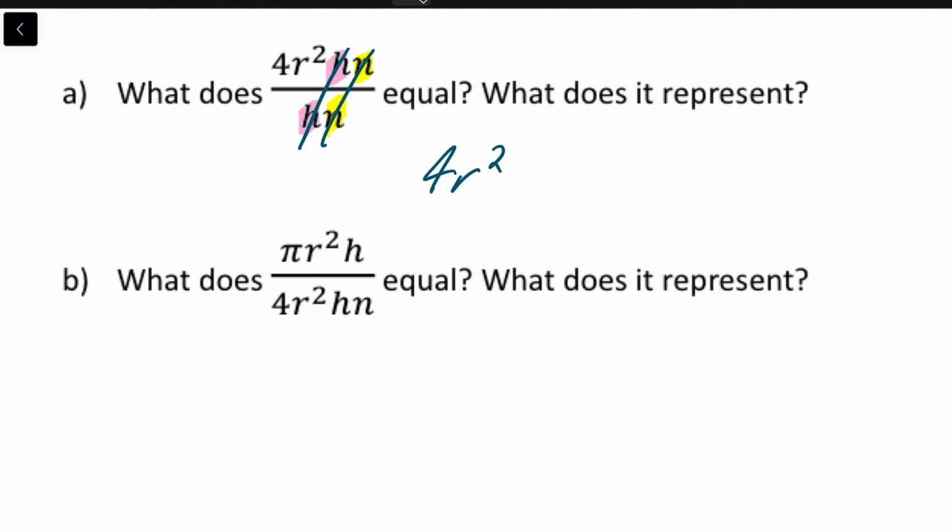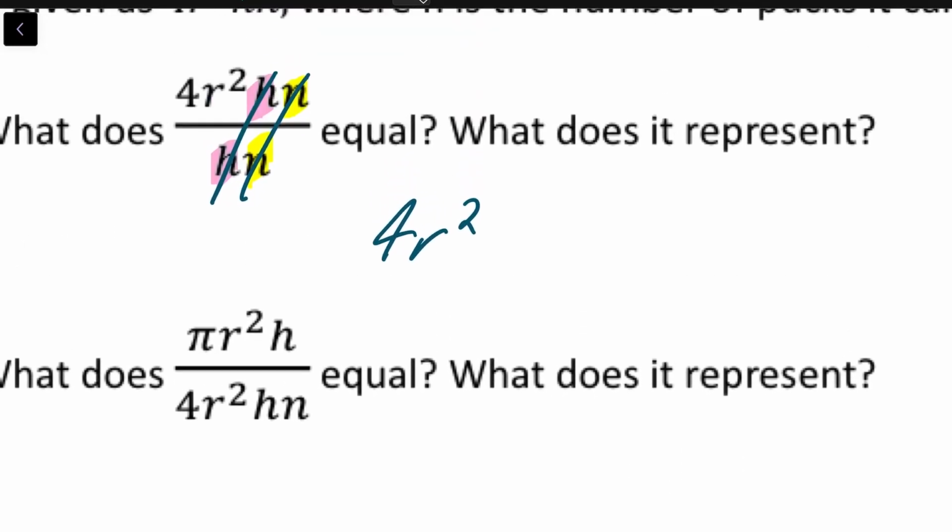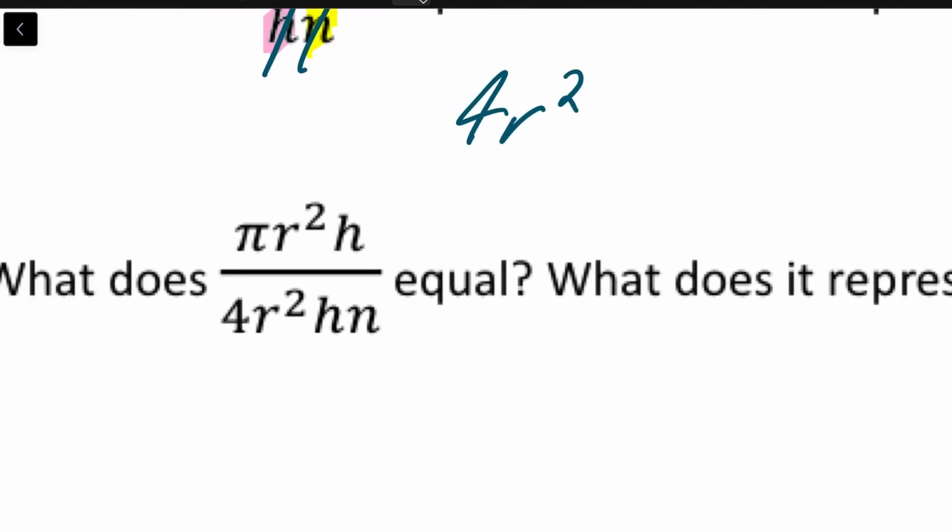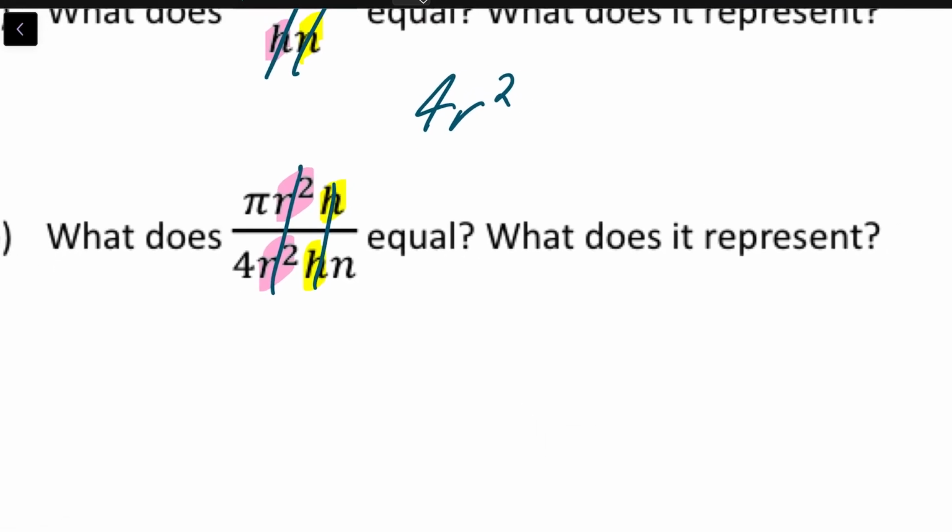All right, let's take a look here. Okay, the first thing I want to do, because I have r squared, what is r squared divided by r squared? You guessed it, it's equal to 1. So we can cancel them out. And I have h divided by h again, which I just left to cancel out. And I'm left with my answer, which is just pi in the numerator position and 4n in the denominator position.